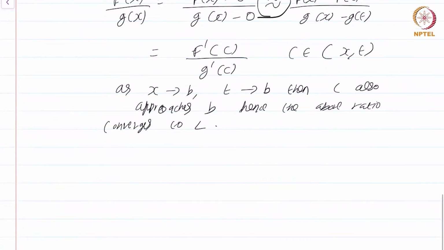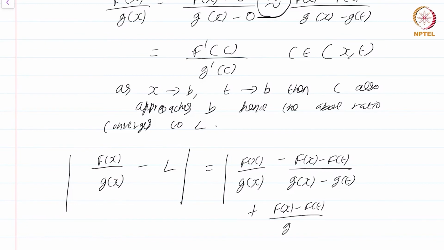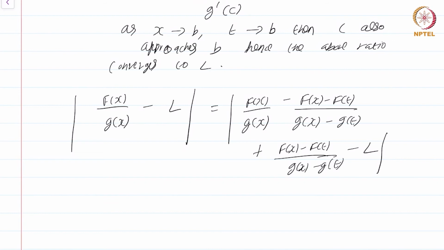So what is it that we want to do? We want to analyze f(x)/g(x) minus L. Now, what we are going to do is add and subtract terms involving f(t): f(x)/g(x) minus (f(x) minus f(t))/(g(x) minus g(t)) plus (f(x) minus f(t))/(g(x) minus g(t)) minus L. We want to make this quantity arbitrarily small if x is sufficiently close to b.